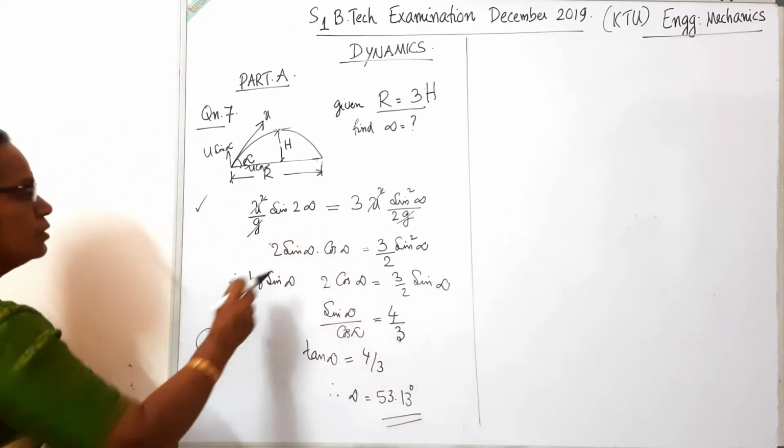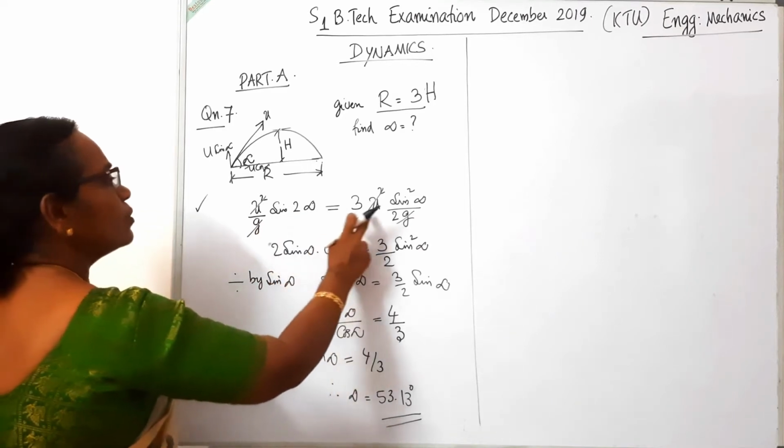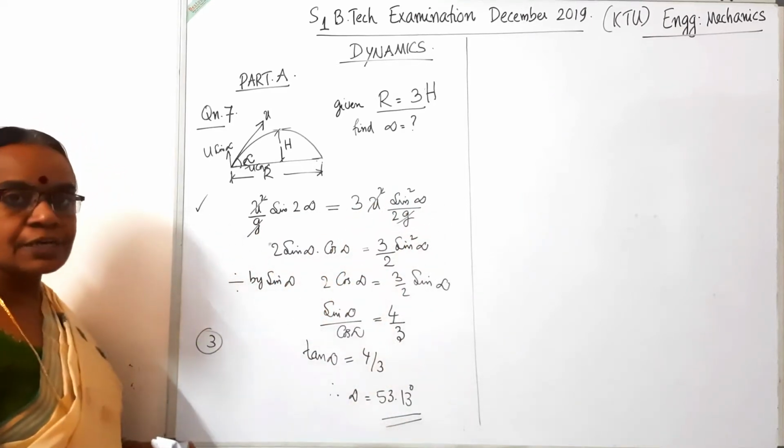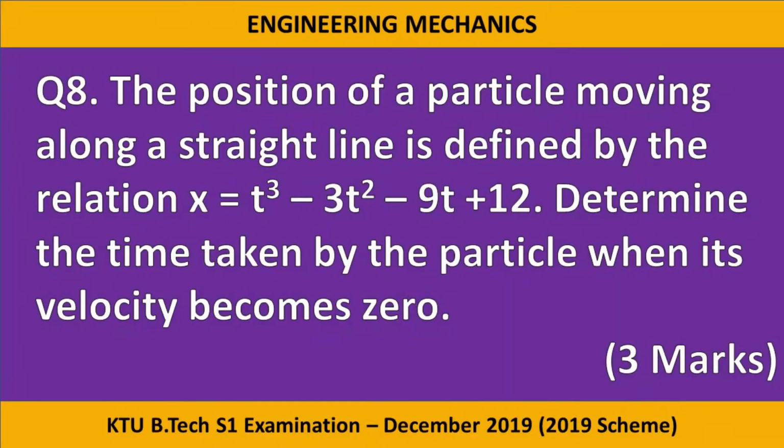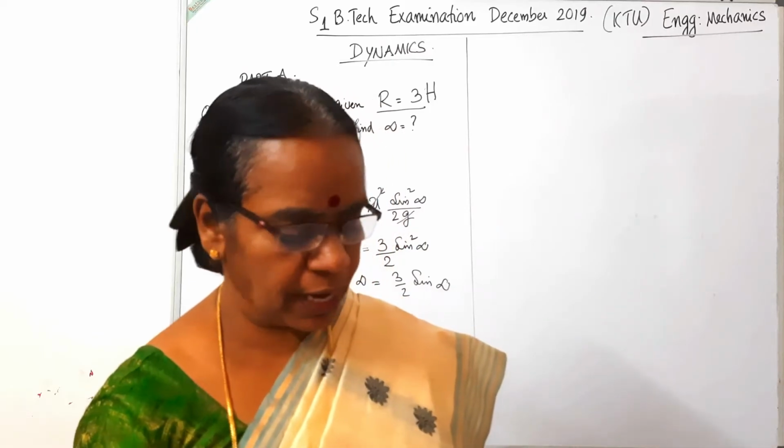Very simple example. Just u square by g sin 2 alpha equals u square sin square alpha by 2g. That expression is to be known. Next question, question number 8. The position of a particle moving along a straight line is defined by the relation x is equal to t cube minus 3t square minus 9t plus 12. Determine the time taken by the particle when its velocity becomes 0.